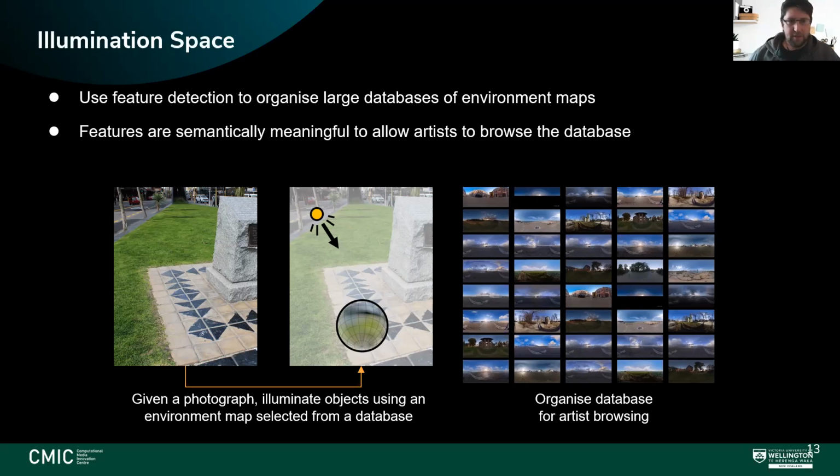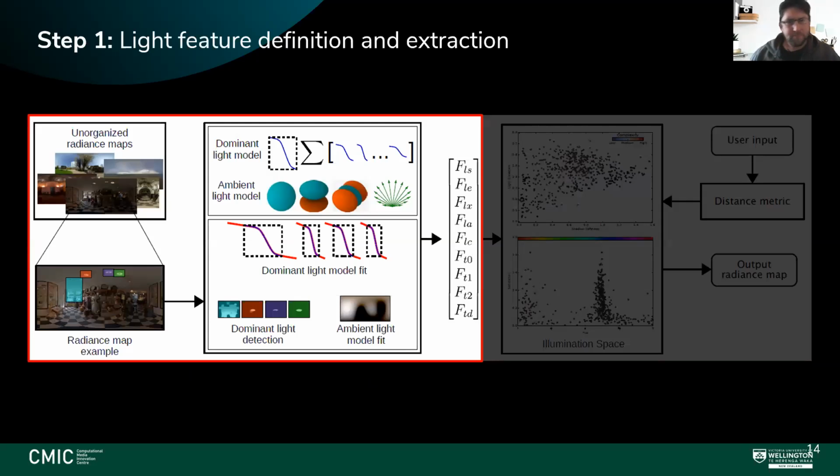So here on the left, we've got some photograph that an artist would like to composite into, but they need to know some nice lighting for that target image, and they'll have to navigate through this database to then select some light to apply to this scene when they composite a virtual object into it.